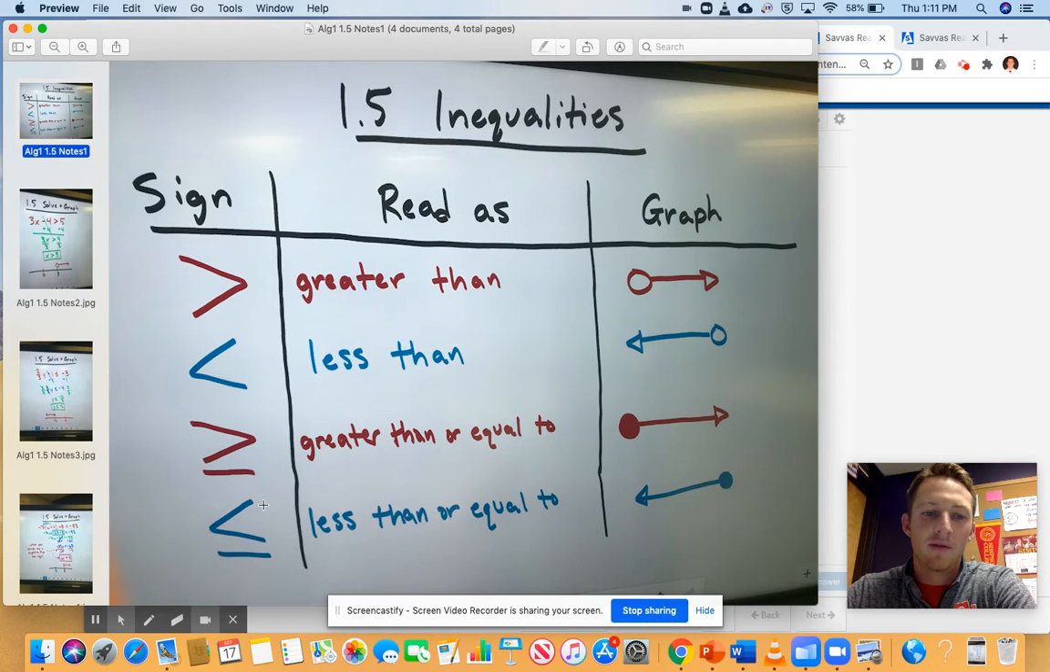And then less than or equal to, right here in the blue, we got like x is less than or equal to negative 5. If negative 5 is right here, it'd be a closed circle, and numbers less than negative 5 would be going to the left.